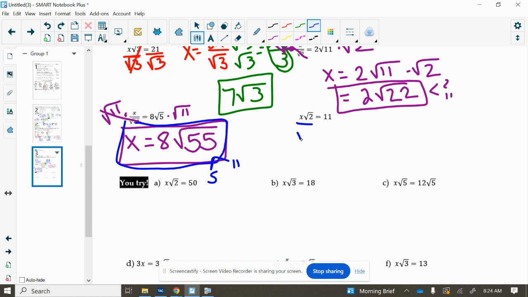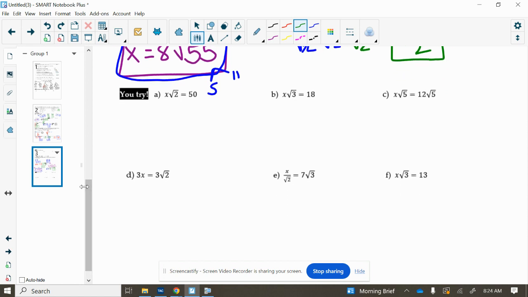Last one. This time, again, we have to undo that multiplication through division. X is by itself, but unfortunately, we are dividing by a square root, right? So we have to rationalize, multiply top and bottom by the square root of 2. So 11 square root 2 over 2. 11 and 2 are not divisible, right? 11 divided by 2 is not going to be simplified. So we just leave it as 11 square root 2 over 2.